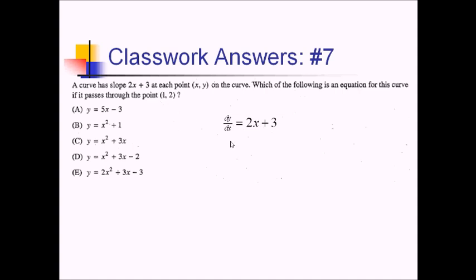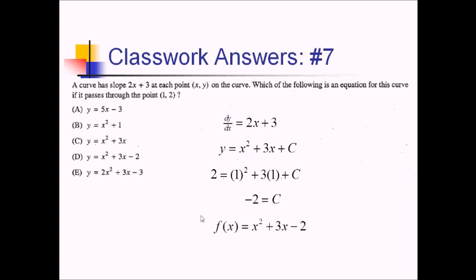So let me start by getting my antiderivative, my general differential equation solution. That's going to be y equals x squared plus 3x plus c. And now let me plug this point in to find my c value. So at the y value 2, we've got 1 squared plus 3 times 1 plus c. So this is all 4 plus c. Subtracting 4, we get c equaling -2. And now plugging that back in, we have y equals x squared plus 3x minus 2, which is going to be answer choice D.